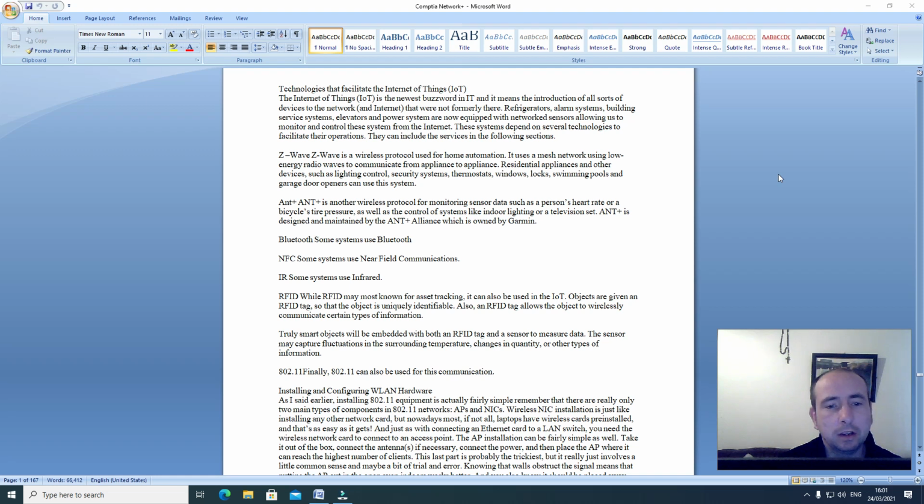Z-Wave. Z-Wave is a wireless protocol used for home automation. It uses a mesh network using low energy radio waves to communicate from appliance to appliance. Residential appliances and other devices such as lighting control, security systems, thermostats, windows, locks, swimming pools and garage doors openers can use this system. ANT+ is another wireless protocol for monitoring sensor data such as a person's heart rate or a bicycle tire's pressure, as well as the control of systems like indoor lighting or a television set. ANT+ is designed and maintained by the ANT+ Alliance, which is owned by Garmin.